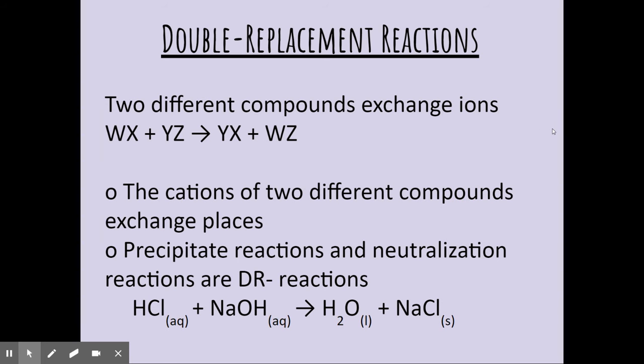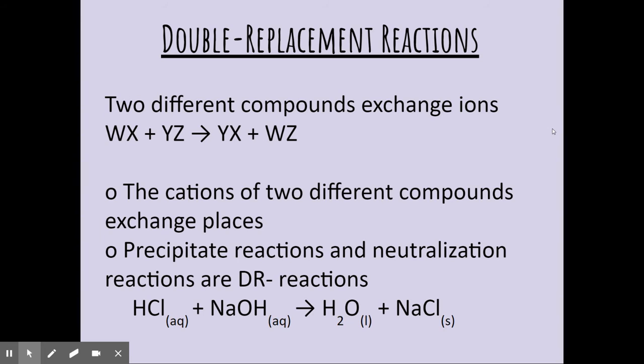The next type is called double replacement. This essentially just means take your two metals and switch them. All right. So we have different compounds exchanging ions. You guys actually have done this before when we talked about making ions and then making new products on the other side. So all you have to do is take them and exchange them.